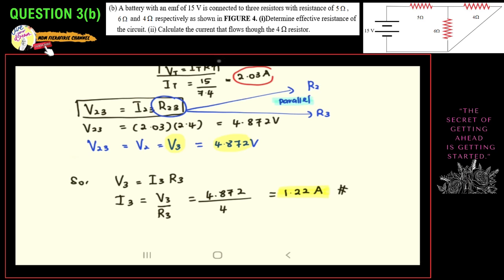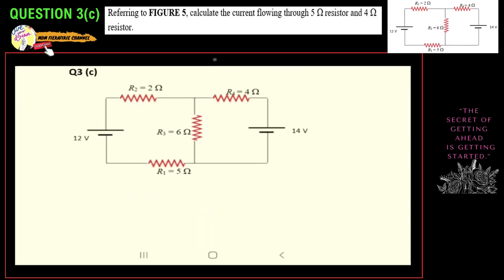So let's move to question C. Here we have 2 loops. So we have a combination of 4 resistors and 2 EMF. We have 2 batteries here, so we can relate with Kirchhoff's law. So let's label the flow of current. This question does not give the flow of current, so we must draw it ourselves.